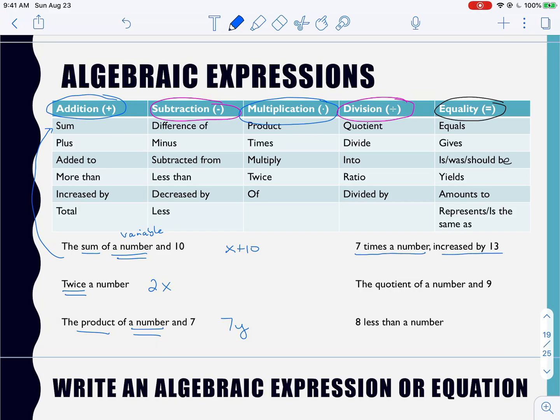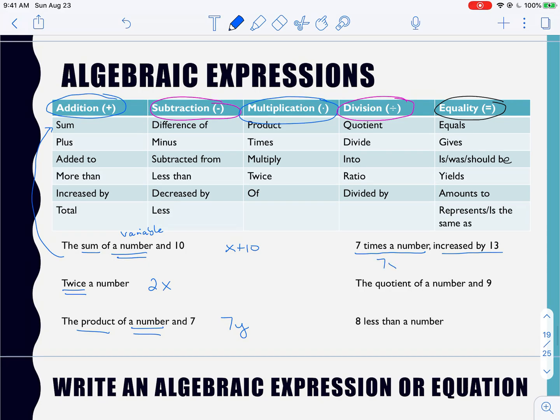7 times a number increased by 13. We need to be careful with the order of operations. So we want to do 7 times a number. That's multiply. So that could be 7x. And then we're going to increase it by 13. Remember, increased by is the addition. So then it's going to be plus 13.